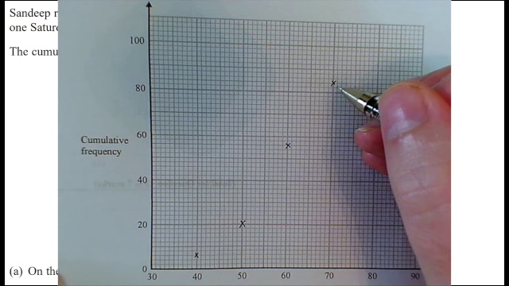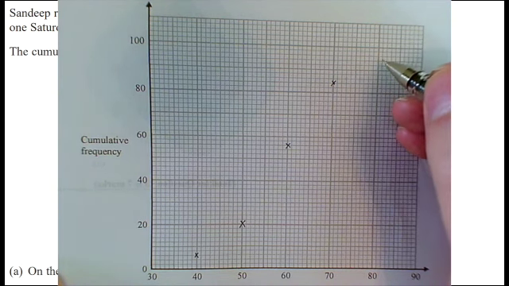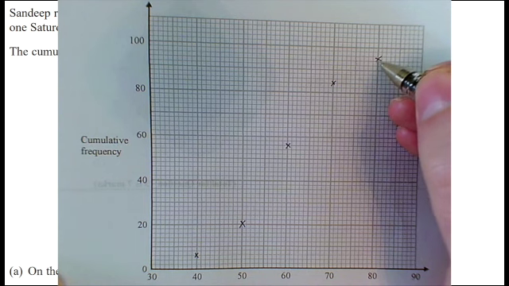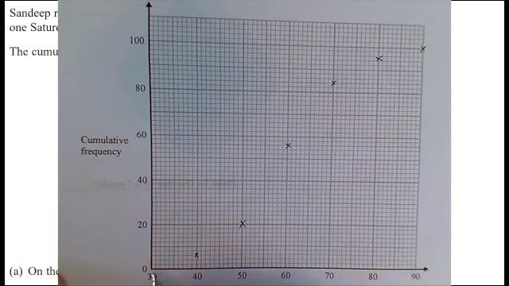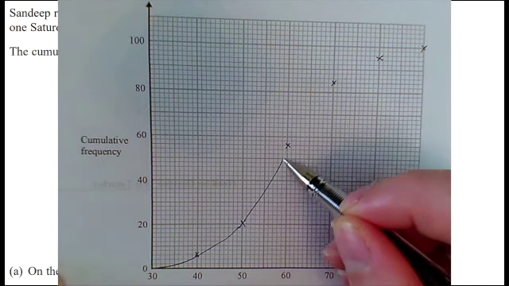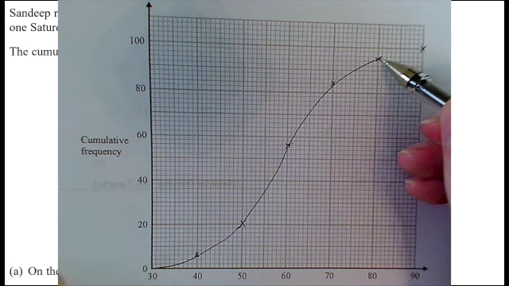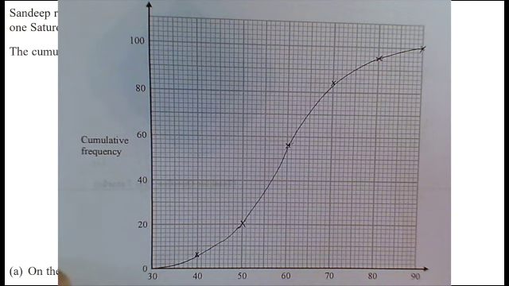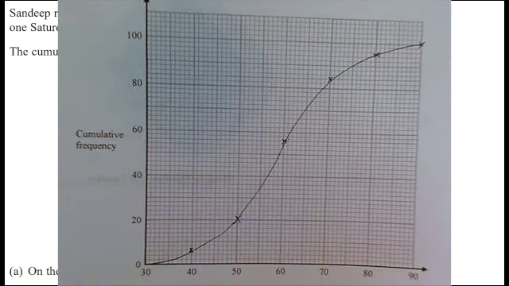Now, when you look at these coordinates, you're not going to the midpoint. We're not working out an estimate for the mean, or an estimate for anything else. We're just plotting cumulative frequency. Now, do not use a ruler for this bit. That's the best you can do. Make a nice smooth curve all the way through these points. And that should be good enough to get full marks for that particular part.